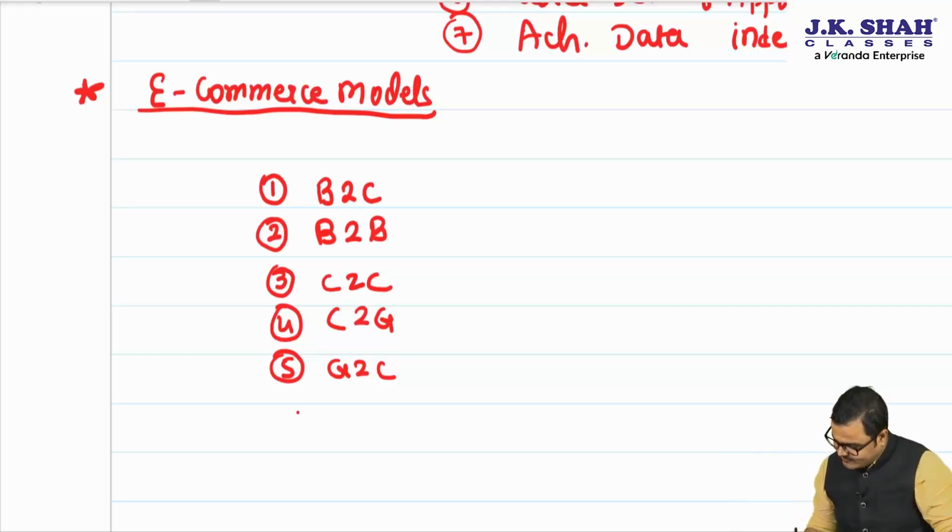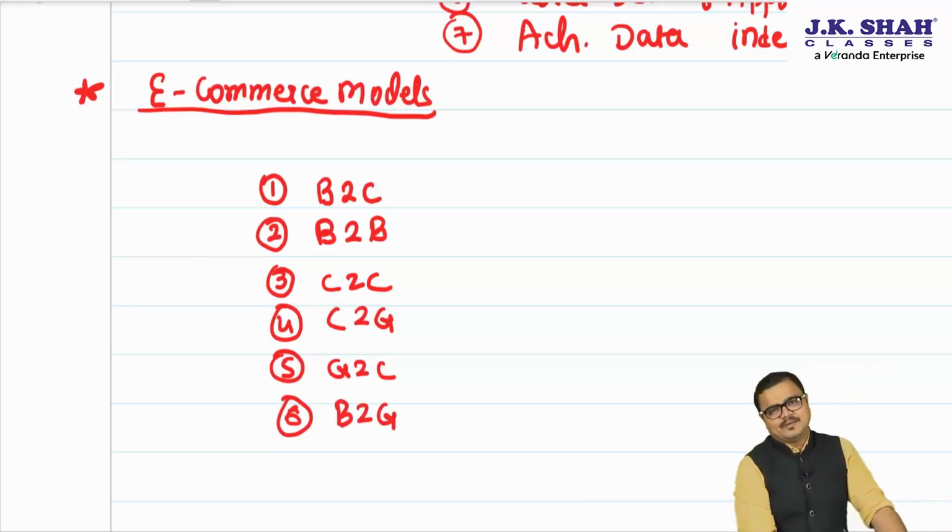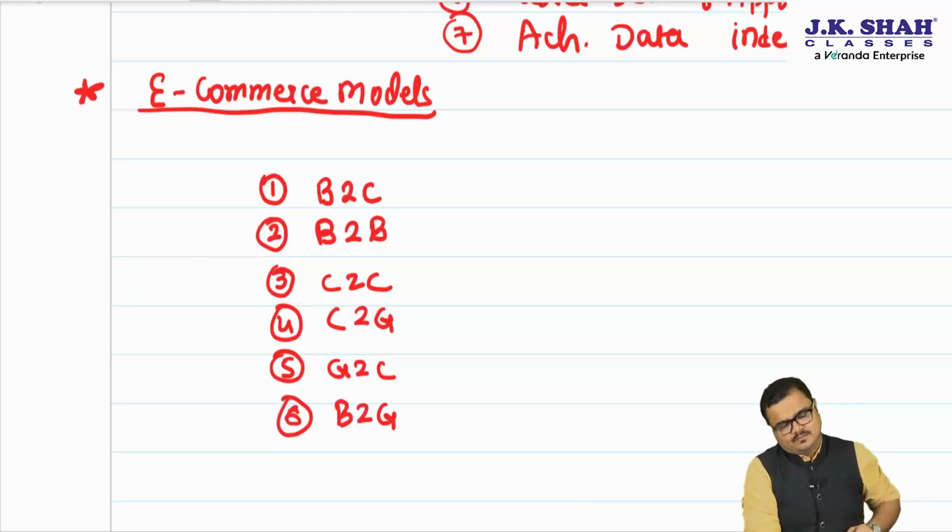Yes, sir. And finally it comes to number 6, B2G, business to government. Here the businessman is obviously providing tax payment. Agreed. Not only this, but he also lists his products on the government website.